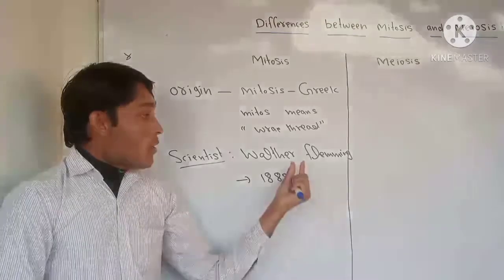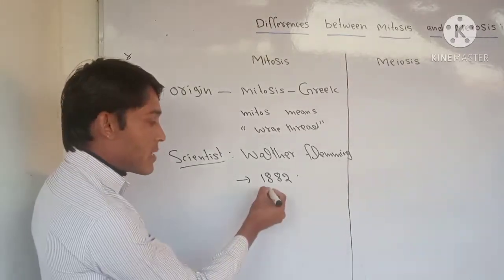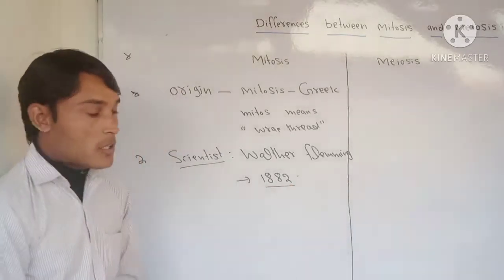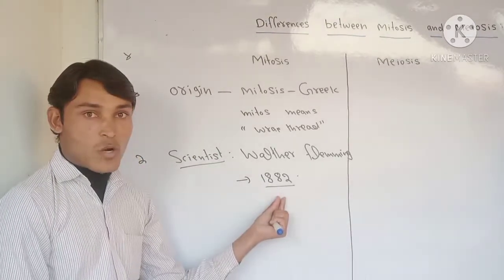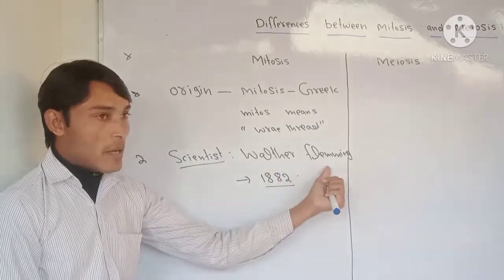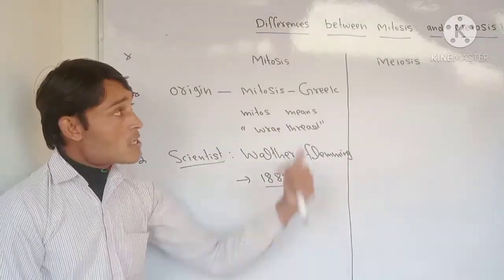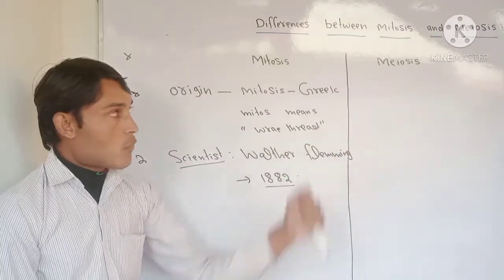So from the origin we get three important things: when the word was coined, which was 1882, the scientist's name, Walter Fleming, and that this word means thread.